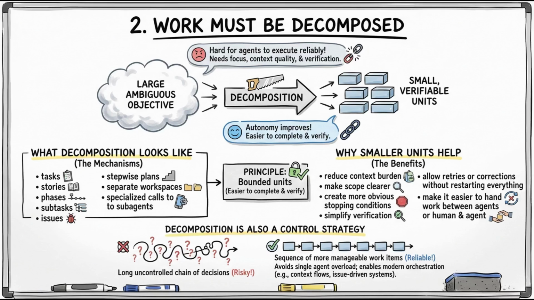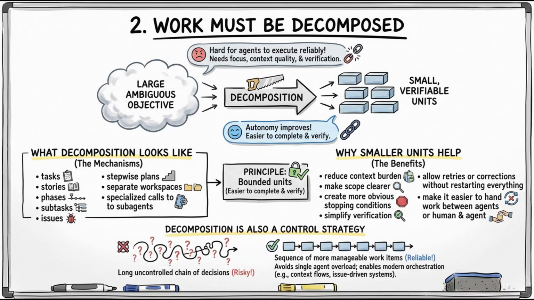Now, what this decomposition looks like will vary depending on the system you are using. You might break work into individual tasks, user stories, or project phases. You might use subtasks, discrete issues, or stepwise plans. In some setups, this means creating separate workspaces or making specialized calls to dedicated sub-agents. The exact mechanism varies, but the core principle remains exactly the same. The agent needs to work on bounded units that are easy to complete and easy to verify.